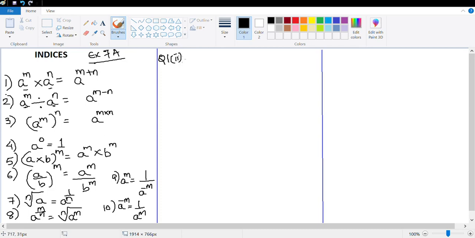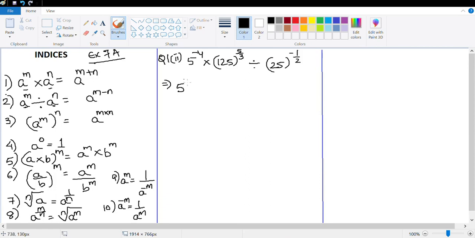So I'm on question 1, part 2. Question 1, part 2 says 5 to the power negative 4 multiplied with 125 to the power 5 upon 3 divided by 25 to the power negative half. So the objective is to ensure that all the bases are equal. Now I notice that all bases can be converted into 5.